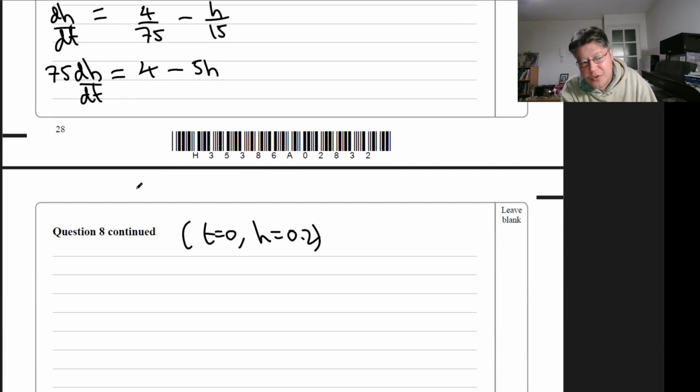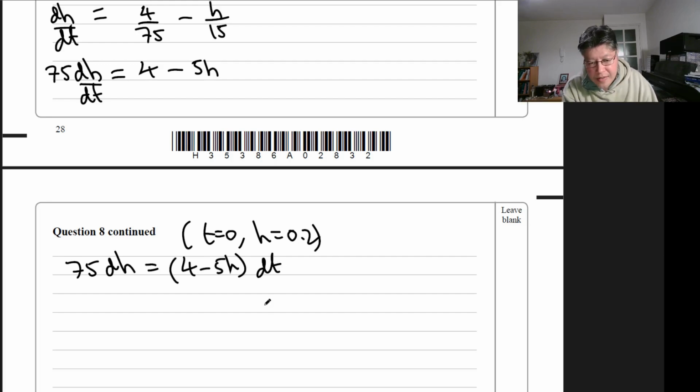So the first step is to multiply up the dt. So this is a separable differential equation. At the A level, we only have separable differential equations, so we should be able to get all the h's to one side and all the t's to the other side. So we'll first times up the dt. So we have 75 dh equals 4 minus 5h dt. So this means that we want to get the h's on the left and the t's on the right, so we better divide by that term there. So we get 75 over 4 minus 5h dh equals 1 dt.